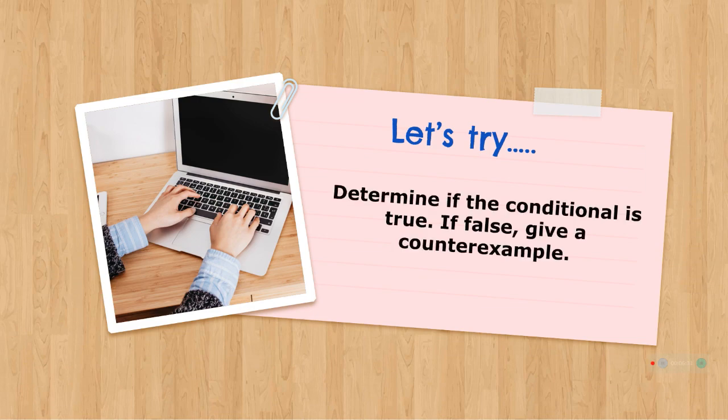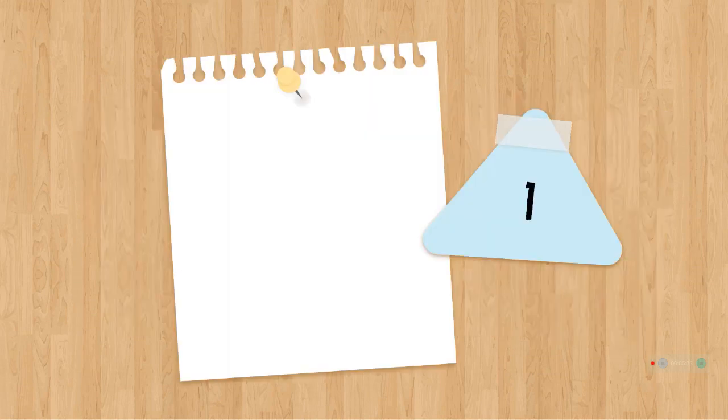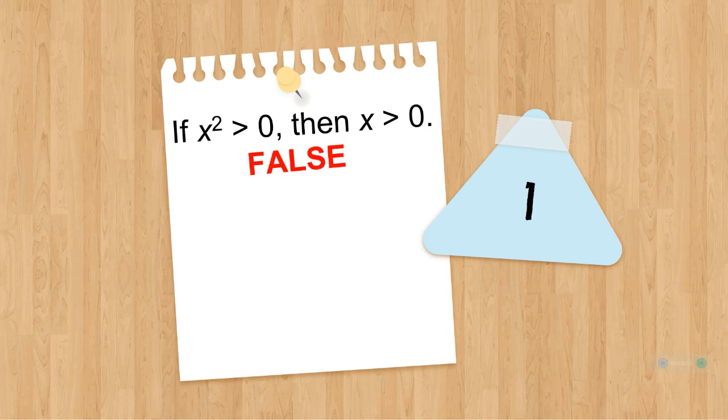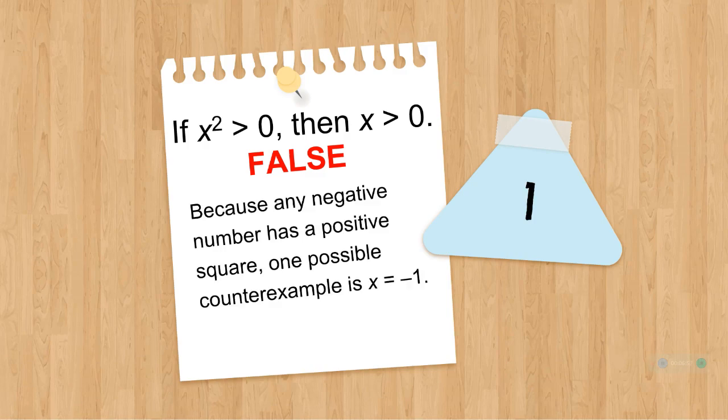Again, determine if the conditional is true. If false, give a counterexample. Okay? So, we have here, if x squared is greater than 0, then x is greater than 0. So, is it true or false? Okay, correct. It is false. Why? Because any negative number has a positive square. One possible counterexample is x equals negative 1.